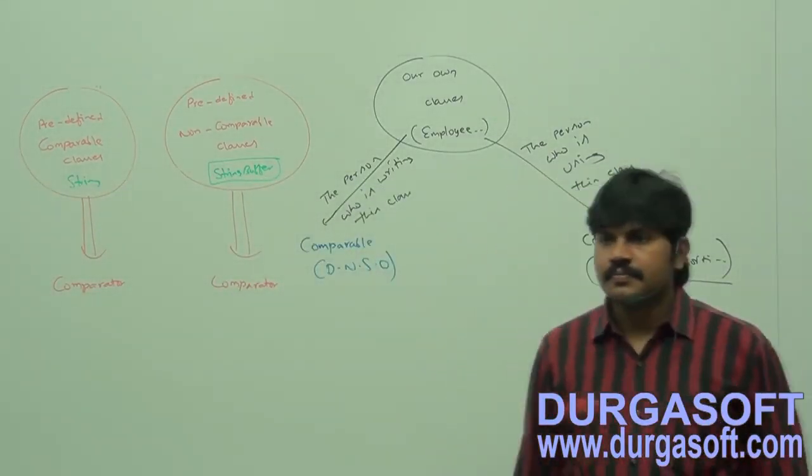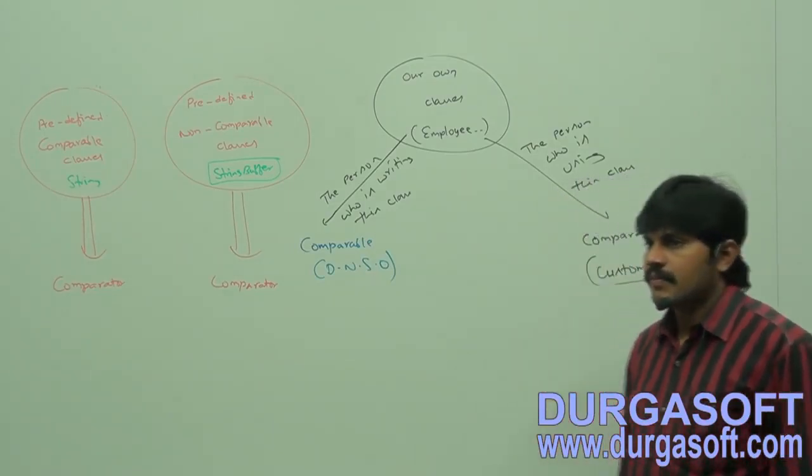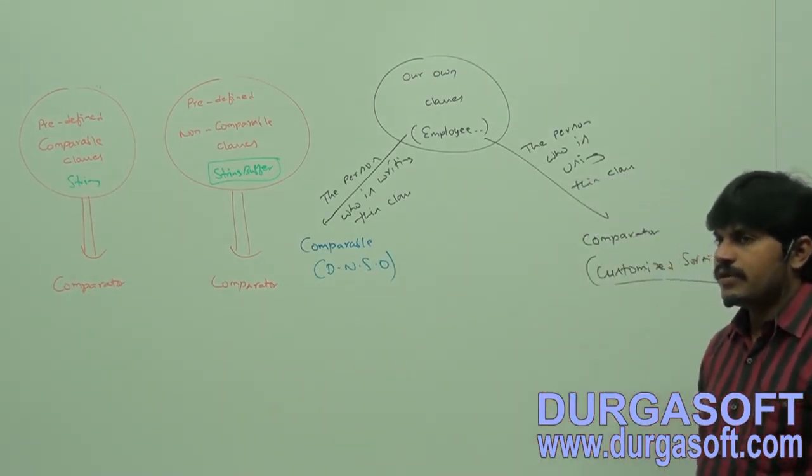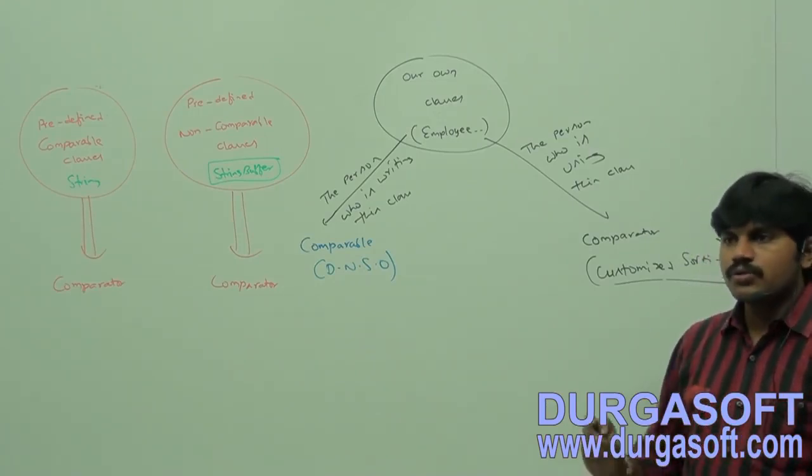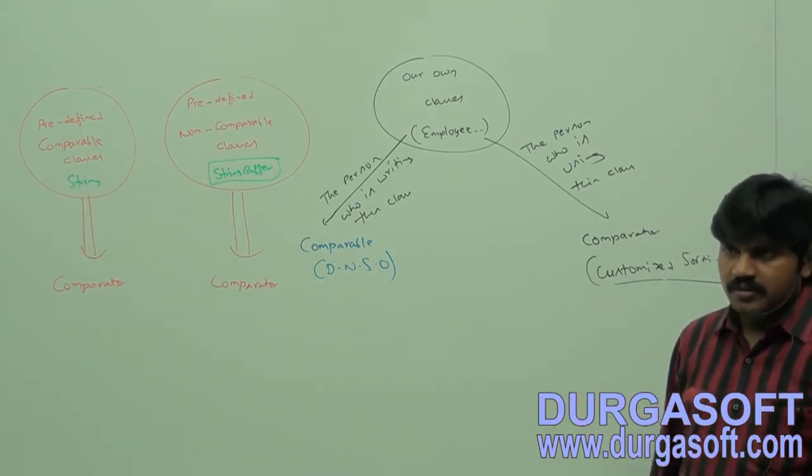Completed, right? Which one? Recommended. Are you going to store these objects into TreeSet or not?